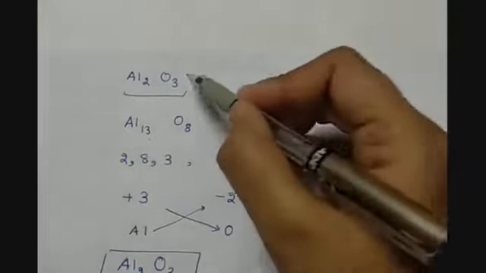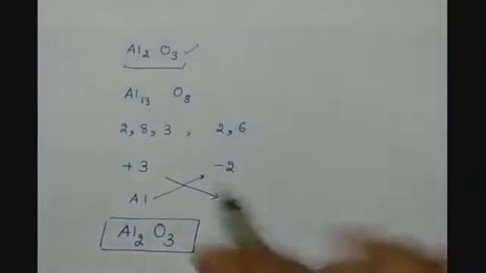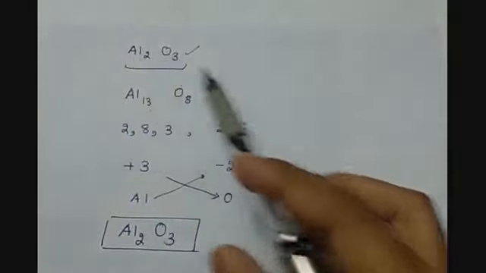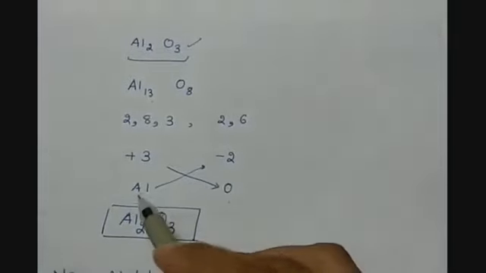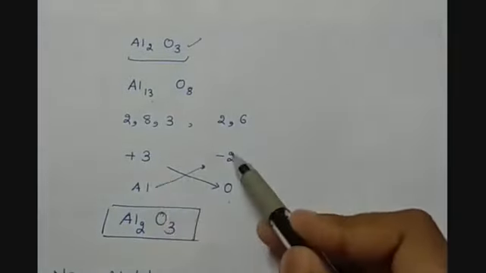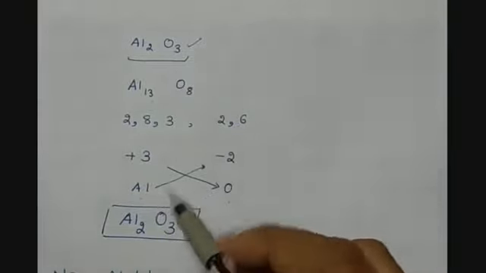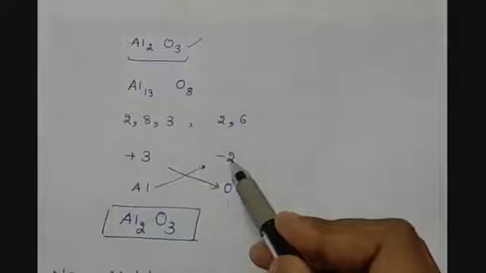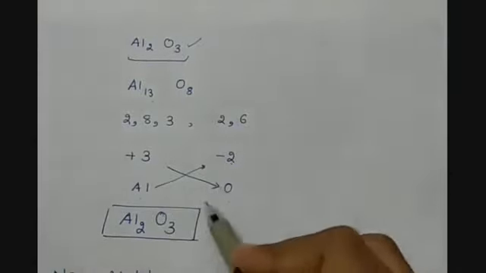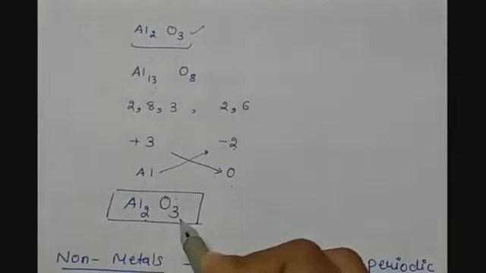So while making the compound of aluminium and oxide, what happens? The valencies of the elements are cross multiplied. How? We are having oxygen and aluminium, their valencies are plus 3 and minus 2. So we will cross multiply the valencies of both. Oxygen will take 3 and aluminium will take 2, not with these signs, remember, and they will be written as Al2O3.